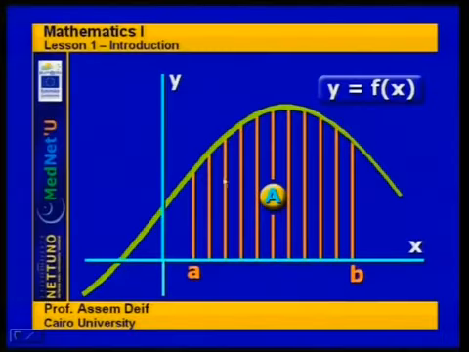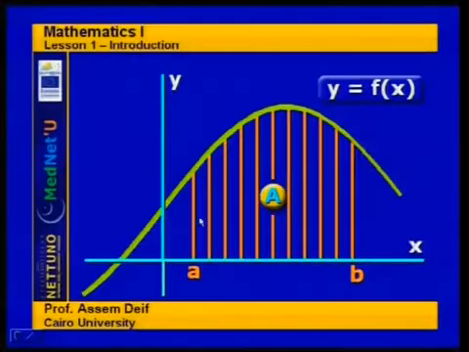Now, this is the first problem. The second problem is to be able to calculate the area under the graph y is equal to f of x between two points A and B. In other words, in the closed interval AB.